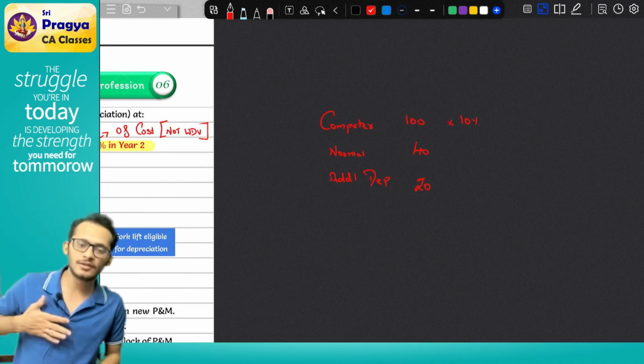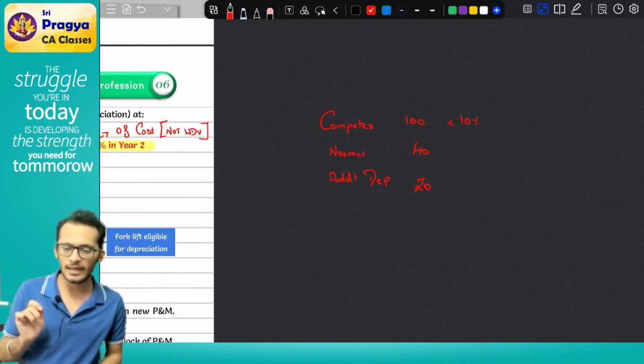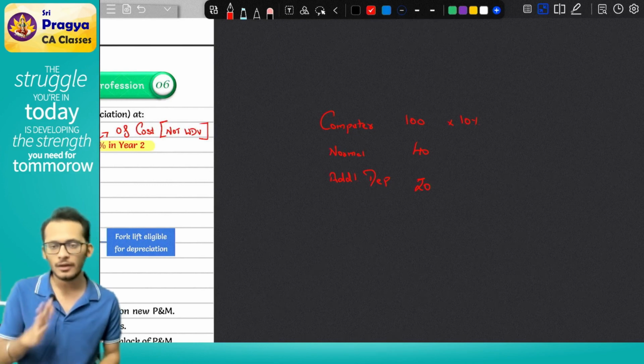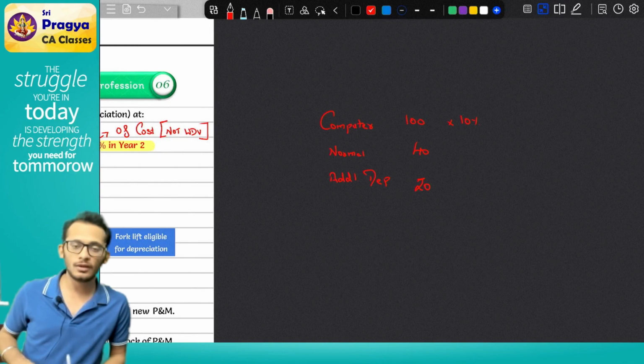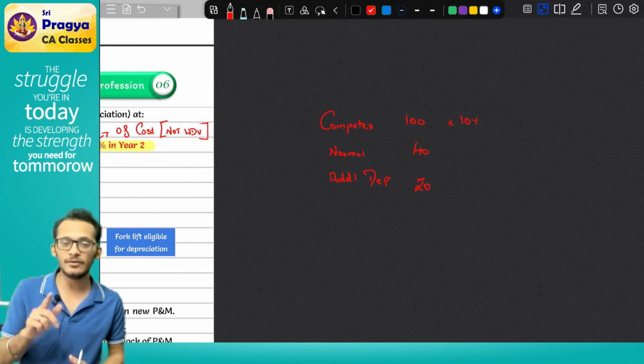So Rahul has used this machinery and gave it to Gayatri. Can Gayatri claim additional depreciation? No, because it is second hand machinery, and the rule says it is second hand even if it is from outside India.